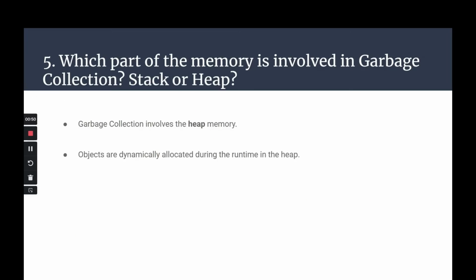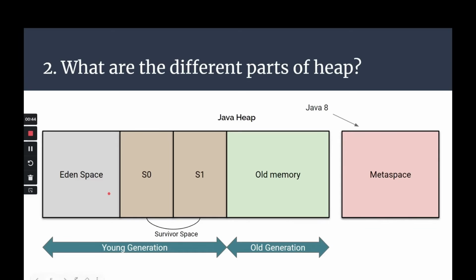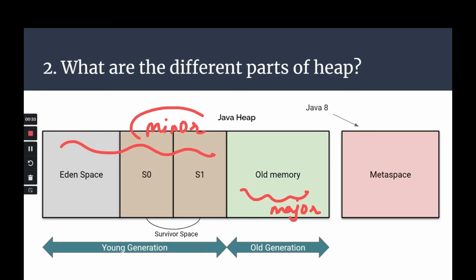Now if I go back to this diagram again, this part is where your minor garbage collection happens. Your major garbage collection will happen over here. All the objects which have survived minor garbage collection multiple times will finally come into this old generation, or the old memory. And this is when the major garbage collection will happen on the objects which have already survived minor GC cycles. This is why we are saying that the major garbage collection which happens in the old generation is happening on the long-lived objects.